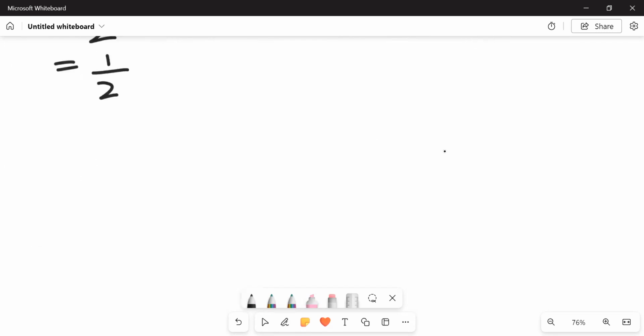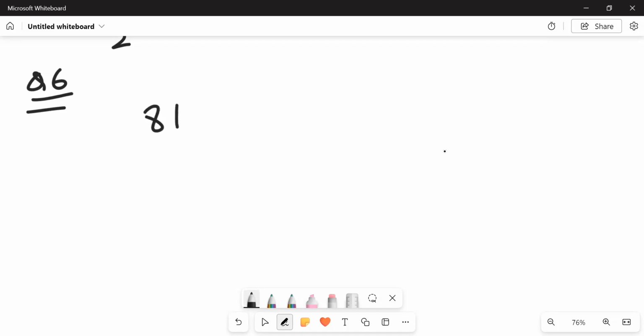Okay, now question number 6. Rewrite each of the following in radical form and hence evaluate the result without use of calculator. Now it is 81 power 1 over 2. What is the meaning of 1 over 2? Square root. Yes, so 1 over 2 is equal to square root.